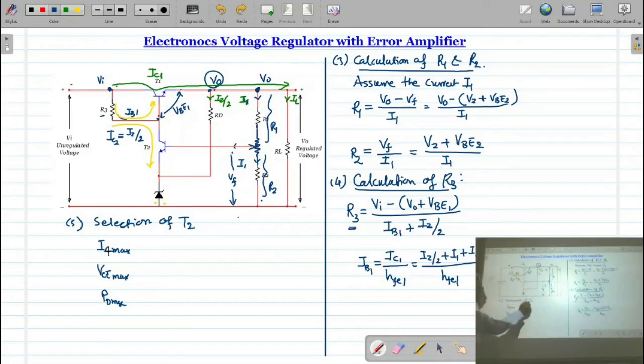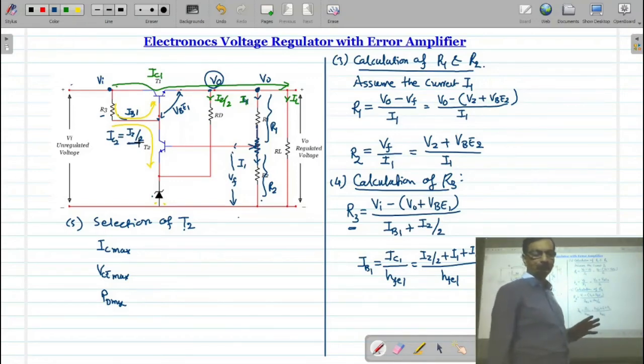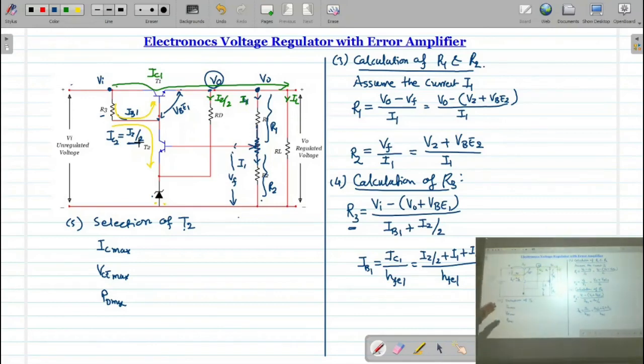So here, through the transistor T2, how much current is going to be passed? That is IZ by 2. Correct? So the current capacity of your transistor must be greater than IZ by 2.